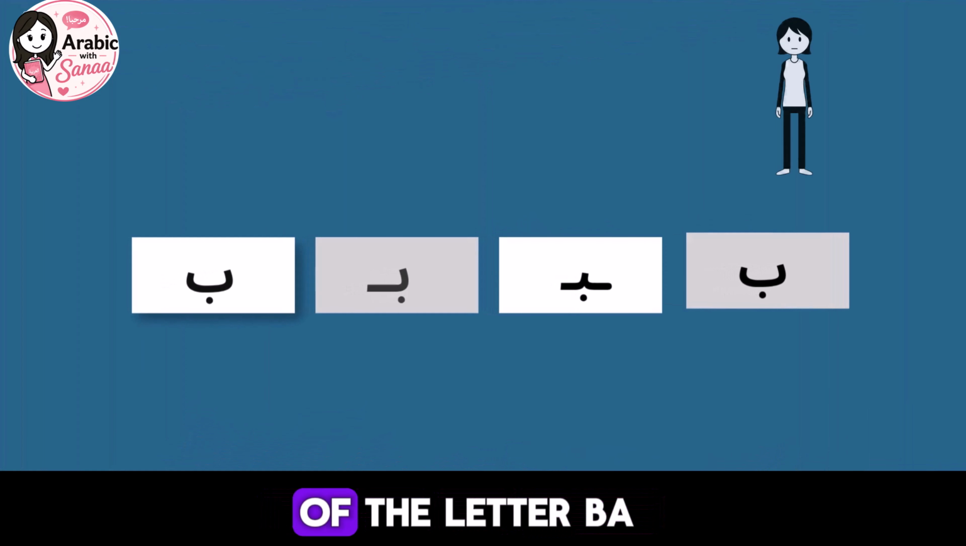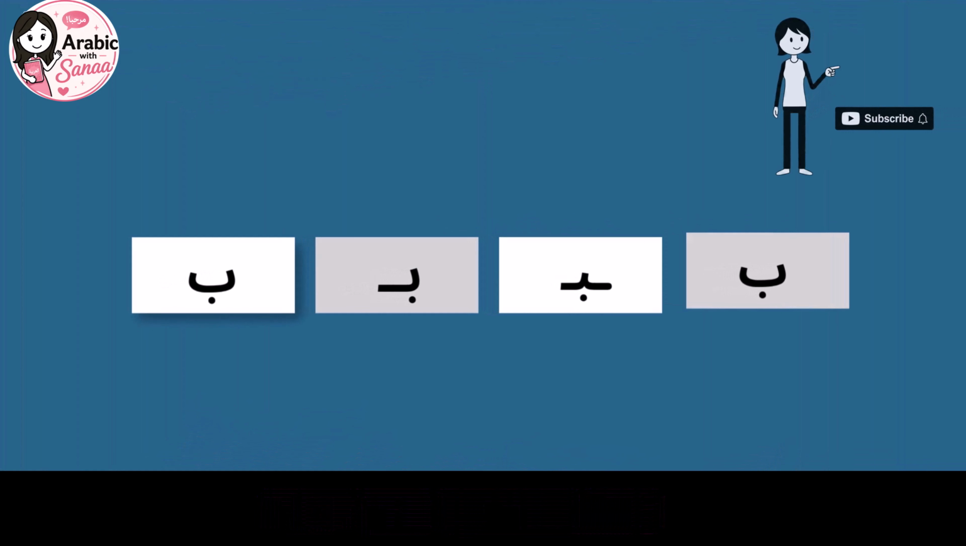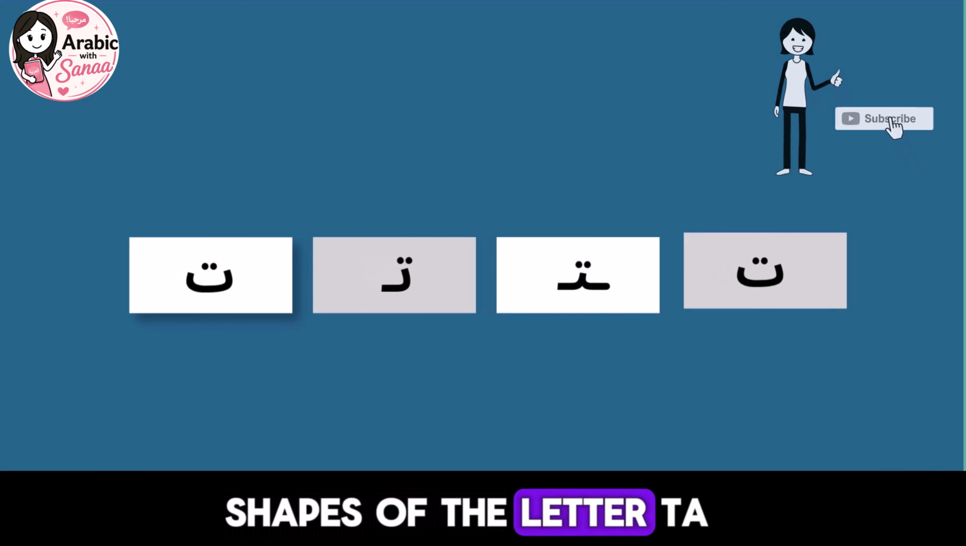That's all the shapes of the letter Ba. And that's all the shapes of the letter Ta.